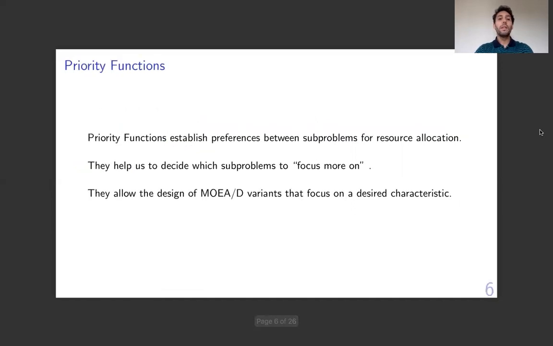All right, one way of dealing with resource allocation is to use priority values, priority functions. Priority functions establish preferences between subproblems for resource allocation. They help us to guide which subproblems to focus more on. And they allow us to design different variants of MOEA that focus on the desired characteristic.